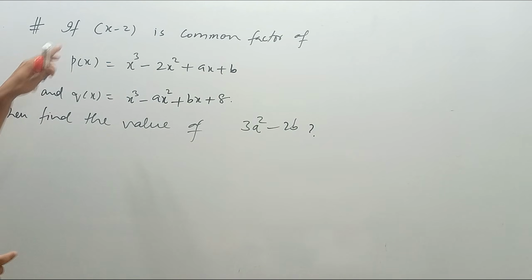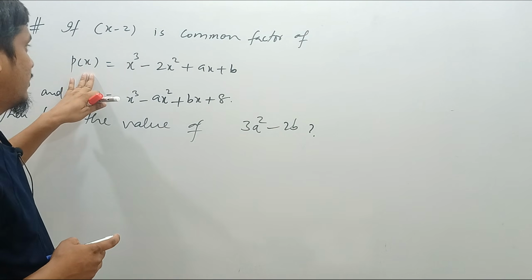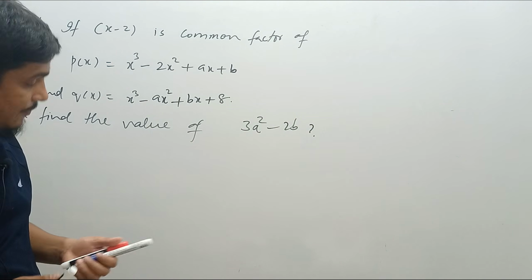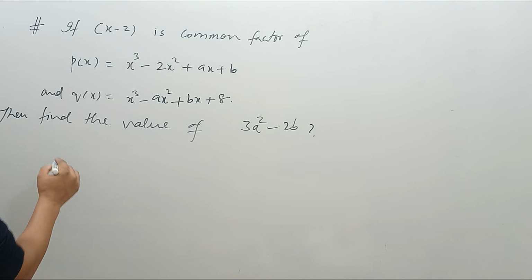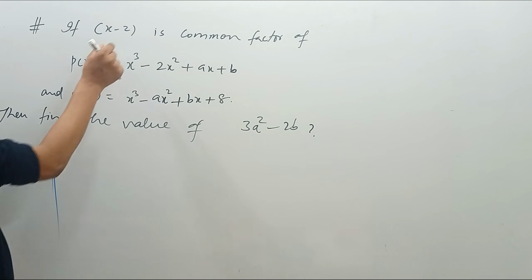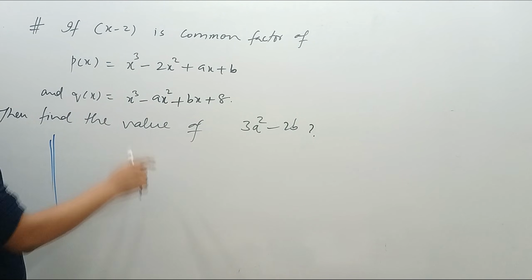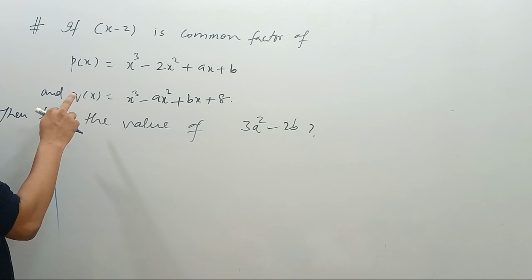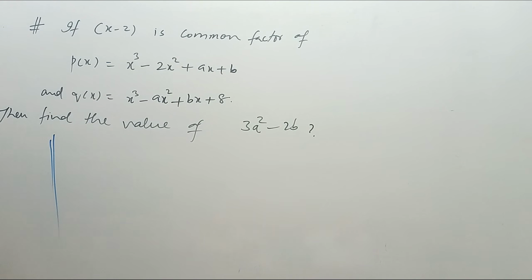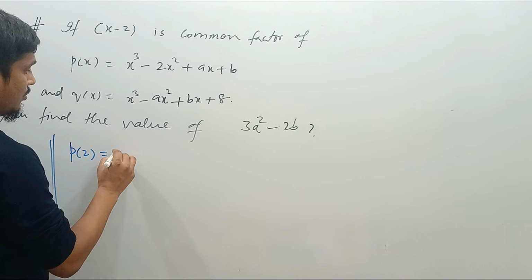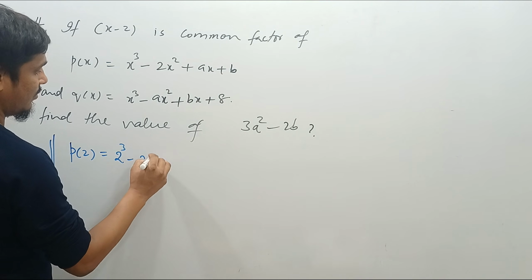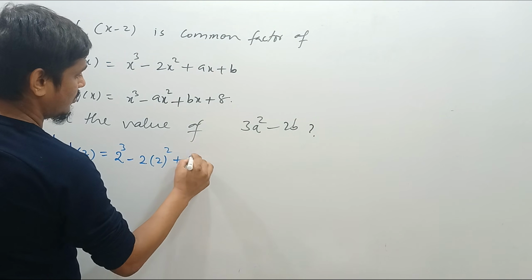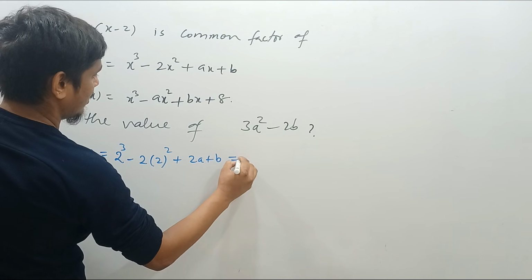Here we are given x minus 2 is a common factor of this polynomial p(x) as well as q(x). So as x minus 2 is a factor of p(x), it means at x equal to 2, the polynomial p value will be 0, as well as at x equal to 2, polynomial q value also will be equal to 0. So we can write p(2) is equal to 2 power 3 minus 2 times 2 power 2 plus 2 times a plus b, which is equal to 0.